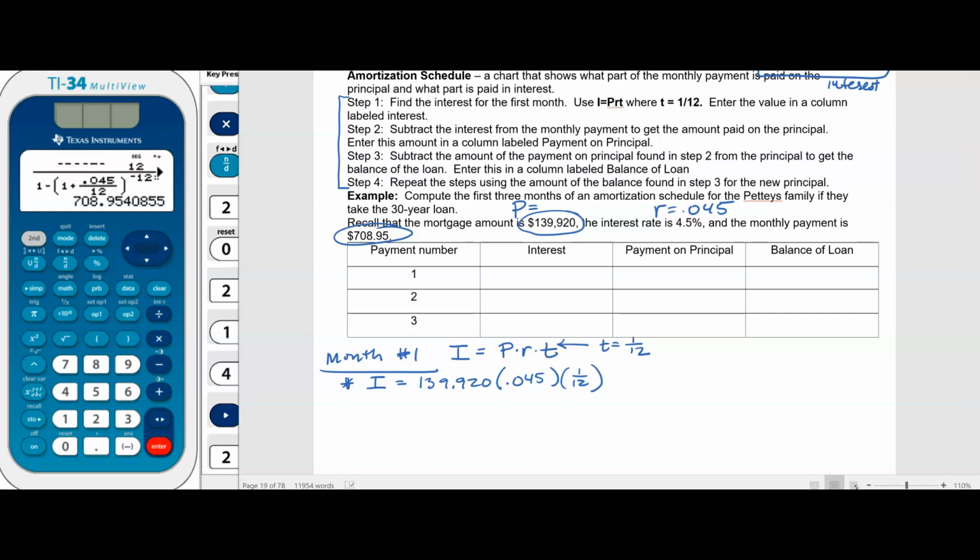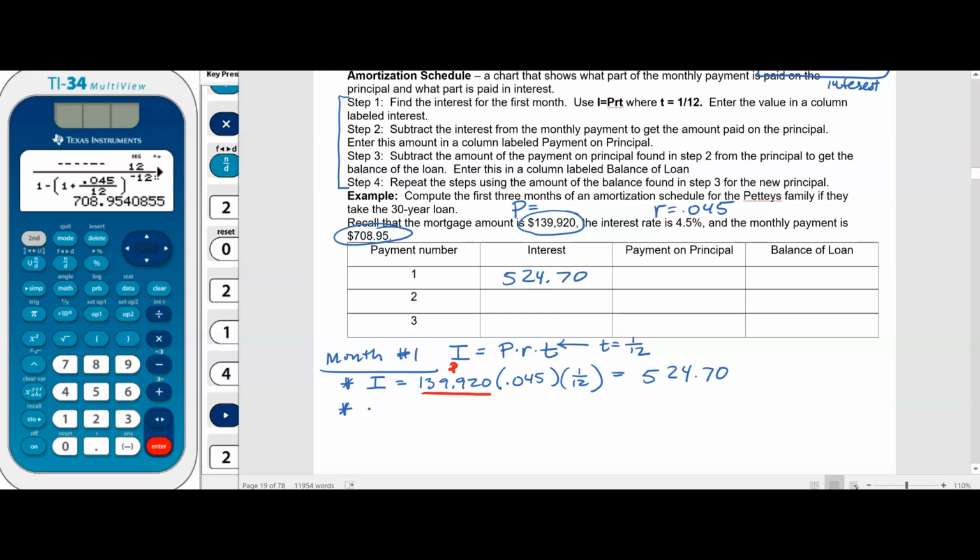So we're going to repeat this equation over and over and over again, and the only thing that's going to keep changing is the principal. The rate and the time, so 1/12, those are going to stay the same each month. So we calculate that and we get $524.70. That's the amount of interest that this family pays that first month. So they write this check for $708.95. $524.70 of that goes directly to the bank for interest. The bank always pays themselves first.